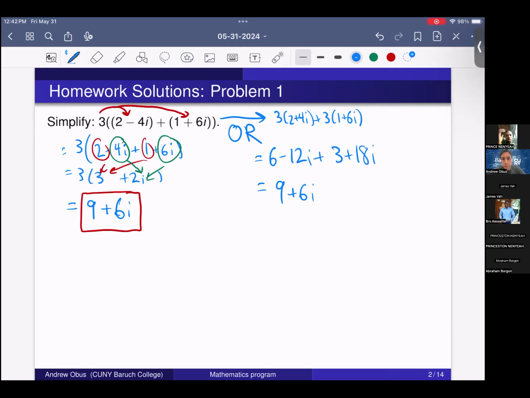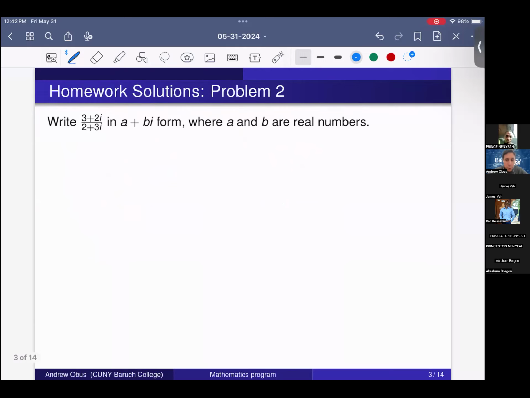Okay, let's go to the next one. Problem 2: evaluate (3 plus 2i) divided by (2 plus 3i). We want to simplify it so that it looks like a plus bi, where a and b are real numbers. Let me write this again, and I'll do it larger. So what should we do here? How do we simplify this?